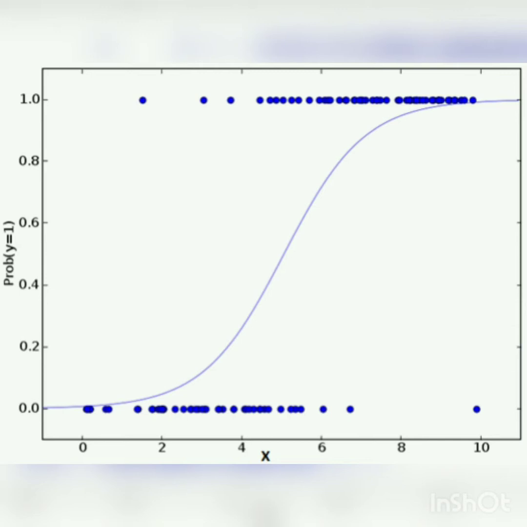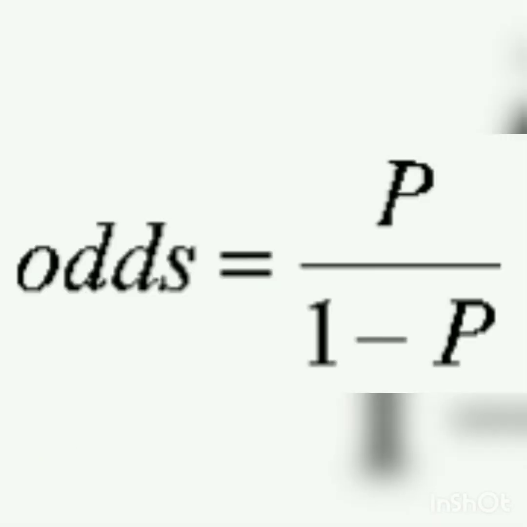So here it will be following an equation, coming to the math. The log odds of the outcome is modeled as a linear combination of the predictor variables, such that odds is equal to probability divided by 1 minus probability. This is nothing but the probability of event occurrence divided by the probability of event not occurring.